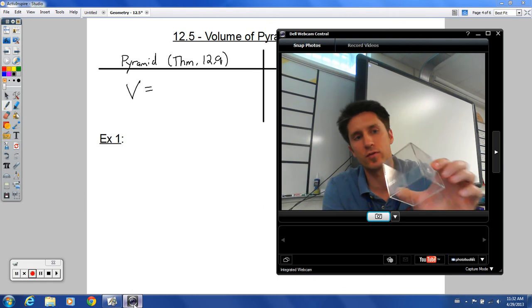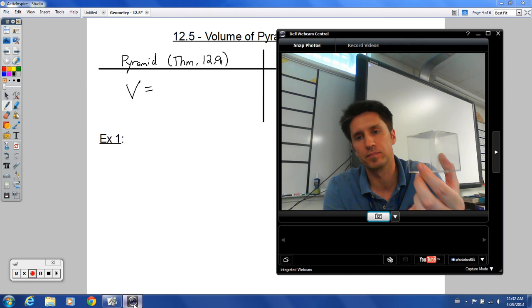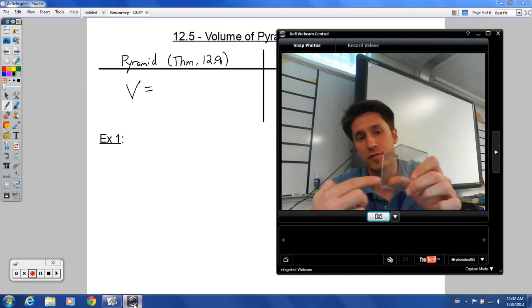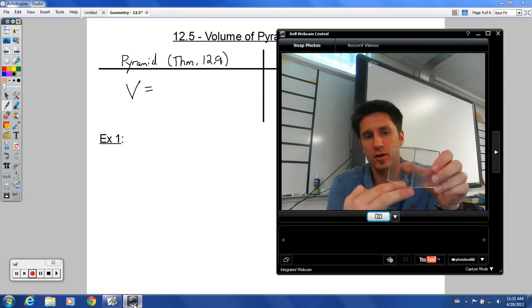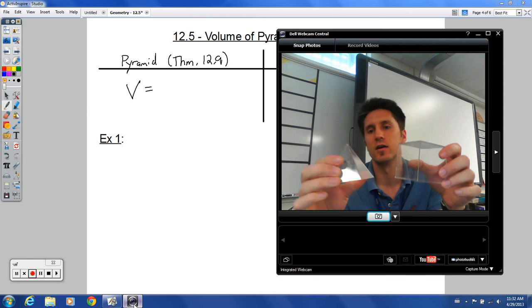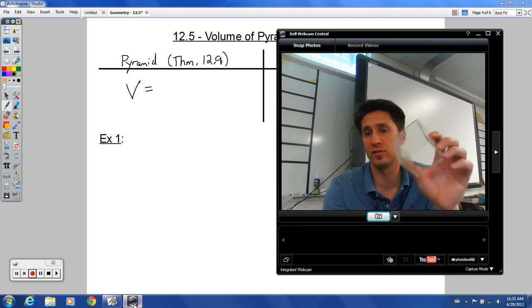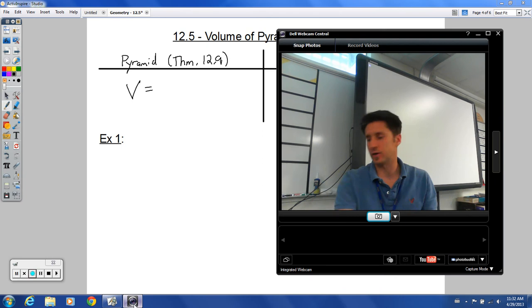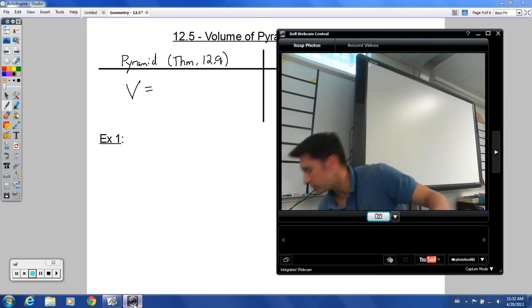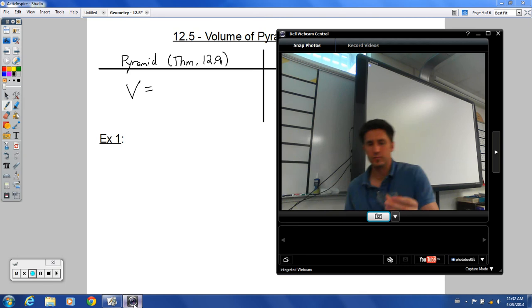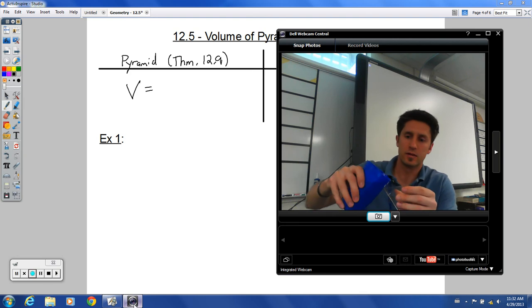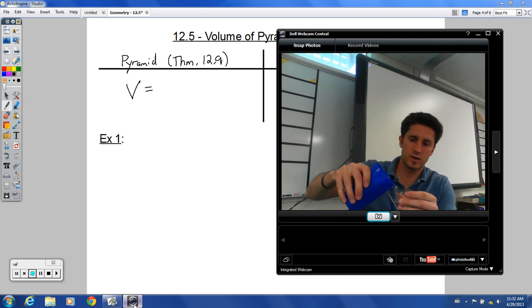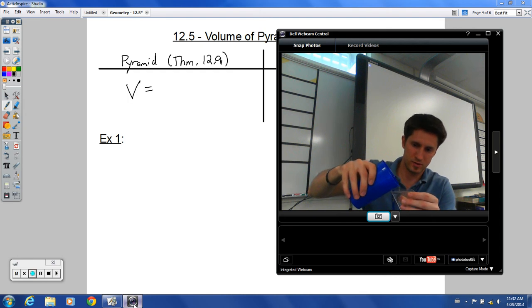We know that the volume of any prism is base times height, the area of the base times the height. That's how much water I could put in here. And how about this? What is this compared to this? They have the same base, they have the same height. Let's make the comparison. So I've got a cup of water right here, and I'm going to fill up this pyramid with that water and hope I don't spill it on my laptop, because that would be pretty awful.